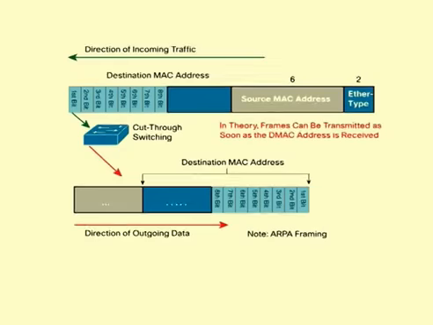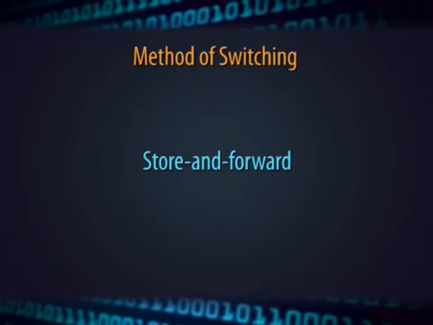Cut through. In a cut through switching environment, the packet begins to be forwarded as soon as it is received. This method is very fast, but creates the possibility of errors being propagated through the network as there is no error checking.